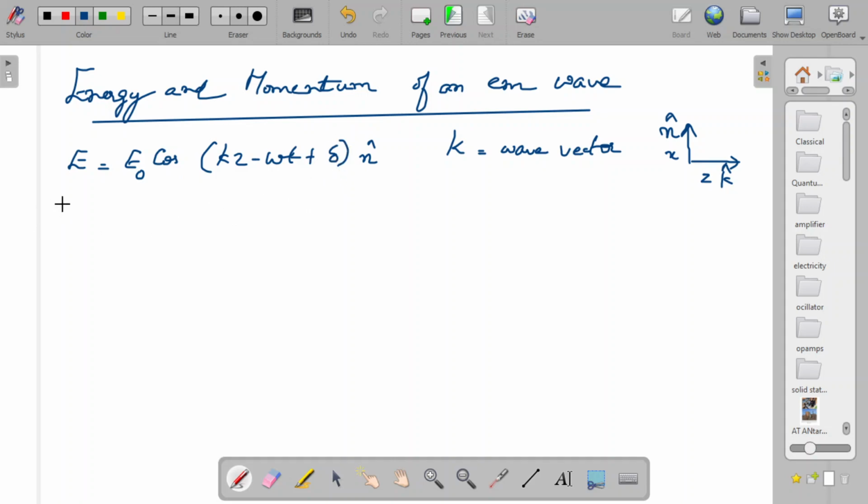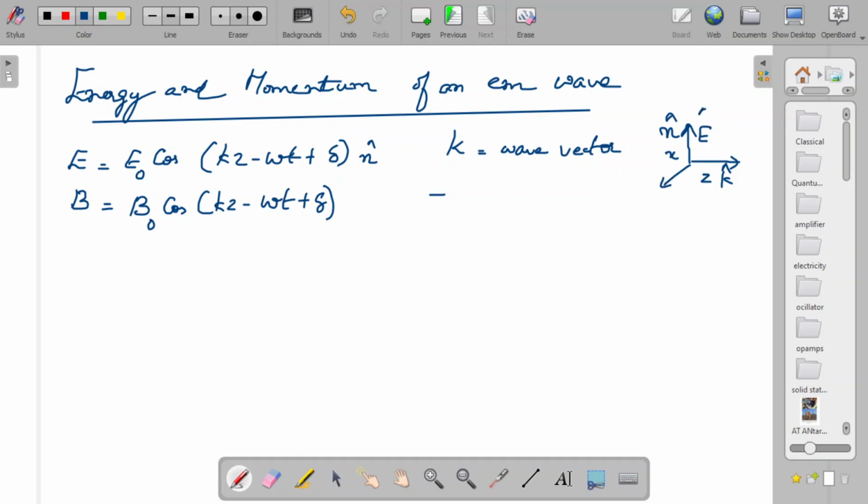Now I can write the magnetic field B as B0 into cos, in the same way, that is cos(kz minus omega t plus delta). But we have already understood that the electric field vector and the magnetic field vector are exactly perpendicular to each other. It should be like that.